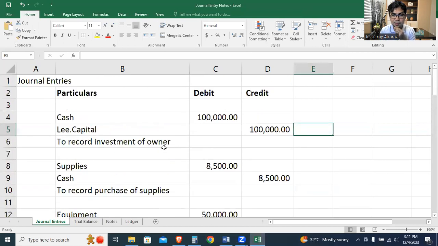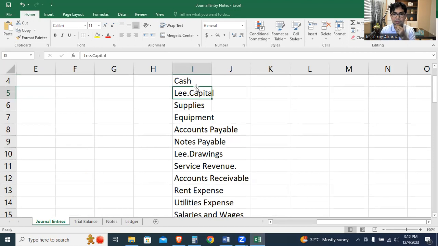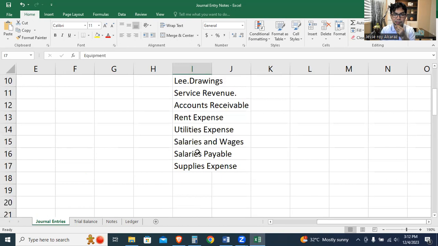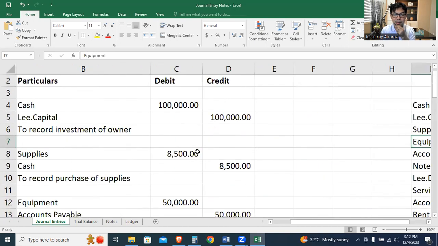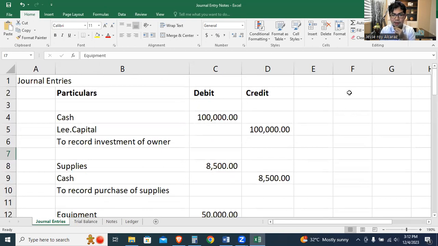So unsa ginabuhat nato sa posting? So I have summarized all the accounts nga gigamit nato for our journal entries. So we have cash, capital, supplies, equipment, and so on. So, ubay-ubay na sila. So, again, we will be summarizing per account. So, let's have our cash first. So, we have our cash.